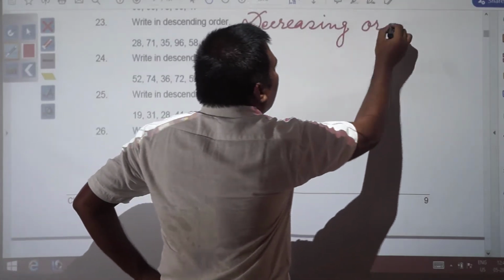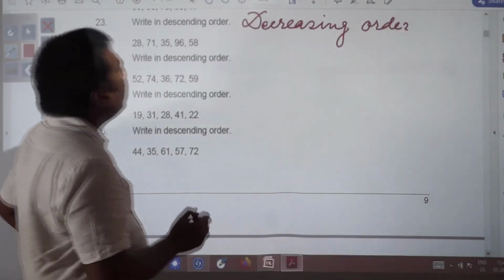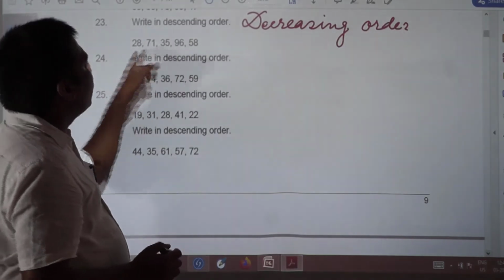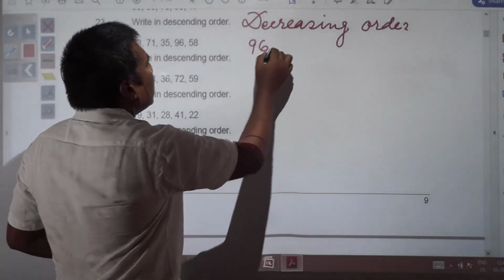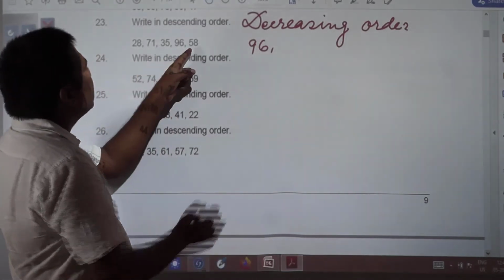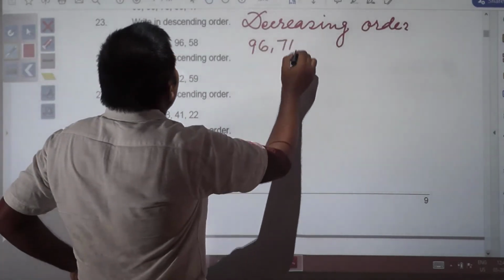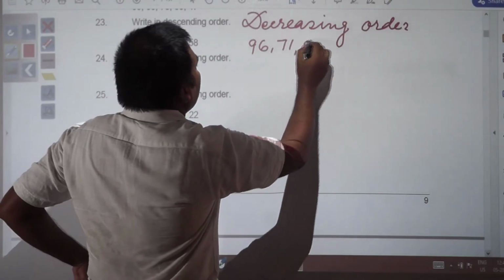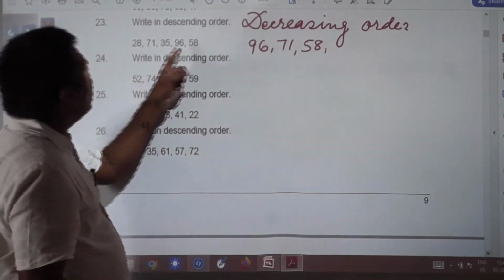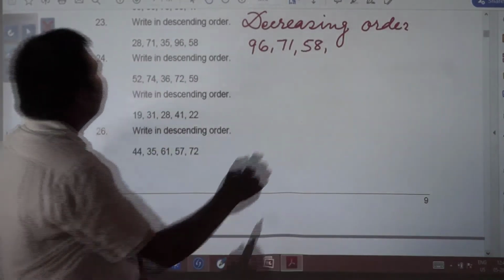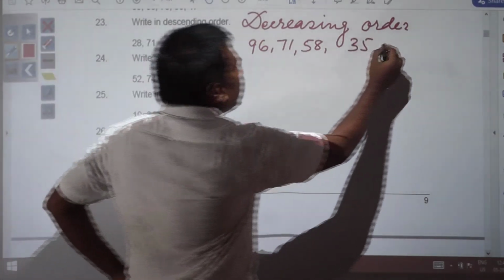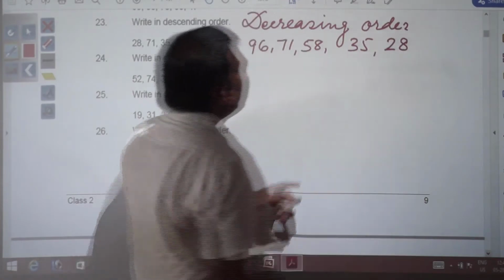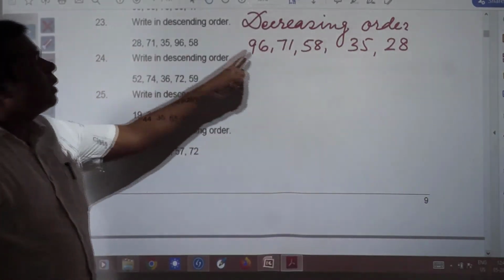Decreasing order. Here you see the biggest number you can find out, that is 96. Then what comes? 71. Then 58. Then which number is there? After 58, 35. And the smallest one among these is 28. So this is decreasing order or descending order.